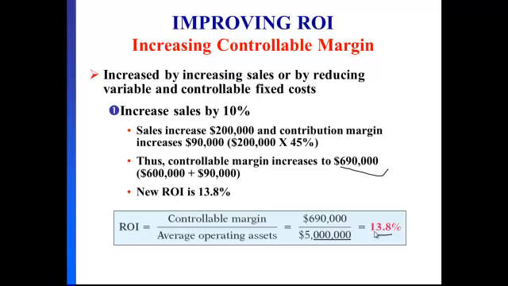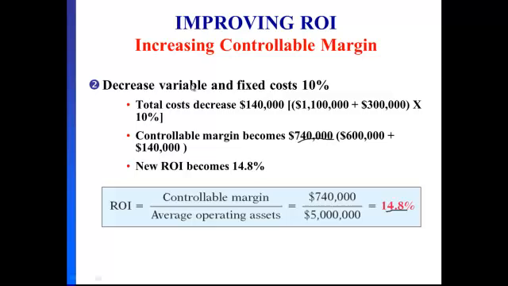So that's an improvement. I can also do it by reducing the variable and fixed costs. If I reduce them by 10%, then my total costs will go down 140,000. If my total costs go down 140, my controllable margin goes up by 140. Now, if I take 740, my new controllable margin, as a percentage of the 5 million, you can see I get a whopping increase in my ROI. It goes from 12 to 14.8. So a manager can do a combination of both, increase the sales and decrease the costs, and that's both under his control. And in both ways, as this demonstrates, he would increase his ROI.